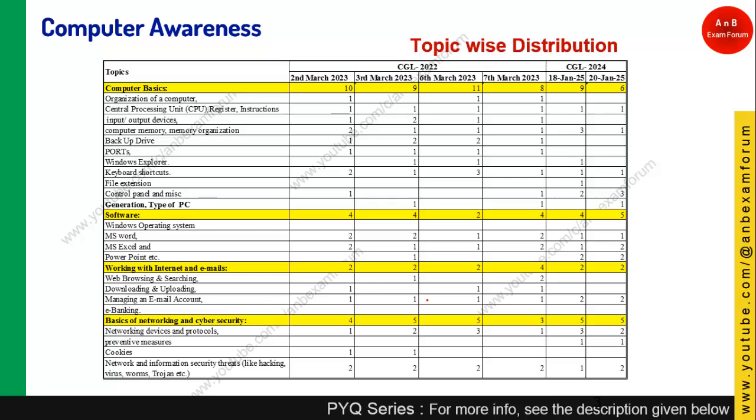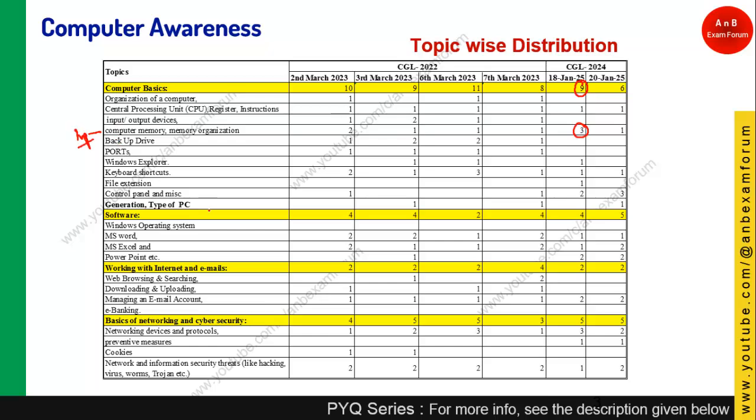Coming to SSC CGL topic wise distribution, this is a table that we have made for year 2024. If you see, there are basically 4 important topics that are going to come in your exam. From computer basic, for this particular paper that was held on 18 Jan, we have seen 9 questions. And in each subtopic you can see which topic more questions came from, and 3 questions were asked from computer memory and memory organization. So this is a very important topic in Tier 2.